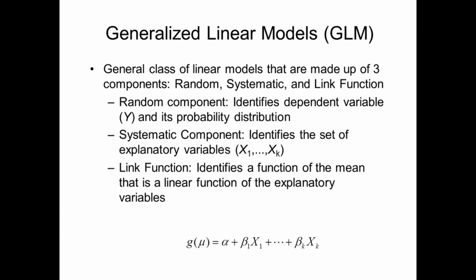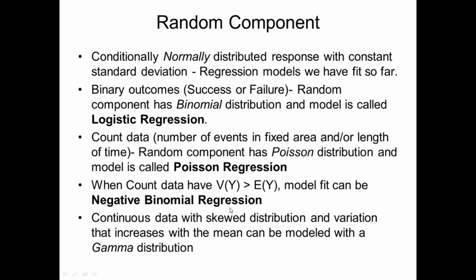So we have many examples of random components. We have a conditionally normally distributed response with constant standard deviation. We have a regression model that fits this. The regression model in this situation has the identity function as the link function.